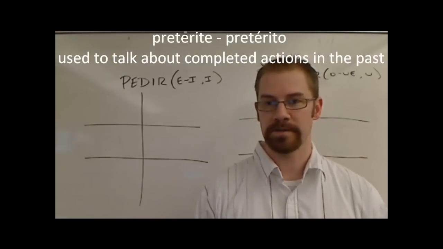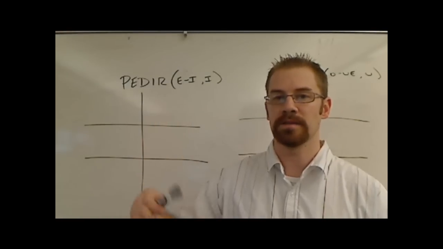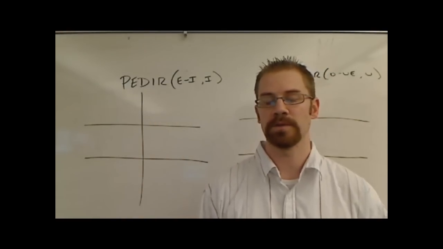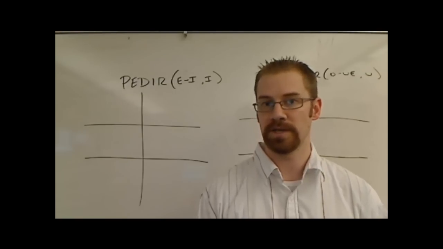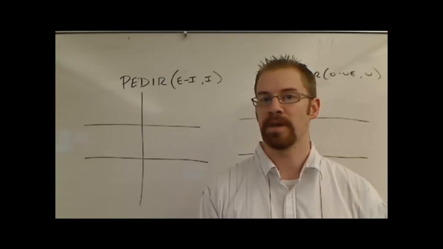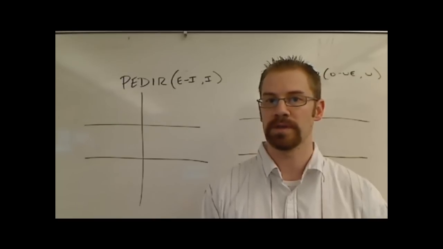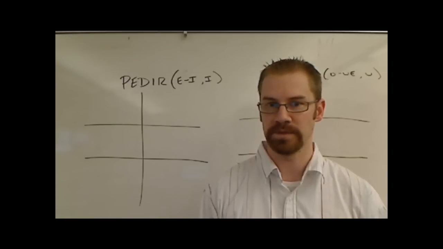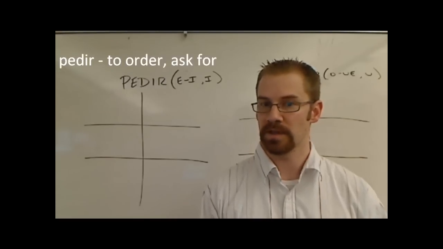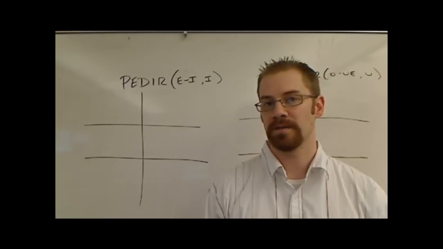So for the verb pedir, you'll notice on the board over here that I wrote down E-I, comma I. What you're going to start noticing is that when you look up a verb, probably in the back of your textbook, it'll say E-I, comma I next to it. What that means is that in the present tense, pedir is a boot verb where the E changes to an I in those four positions. In the preterite, it's what we're going to call a sandal verb or stem-changing verb, where the E is going to change to an I. But it's not in the same places.